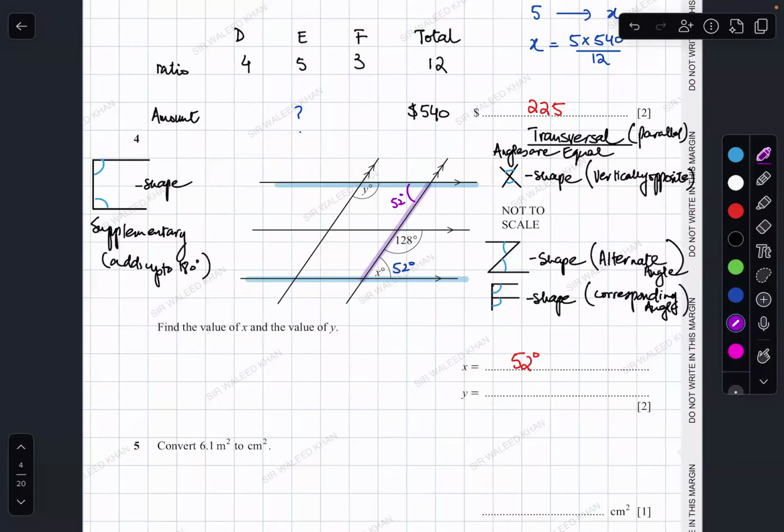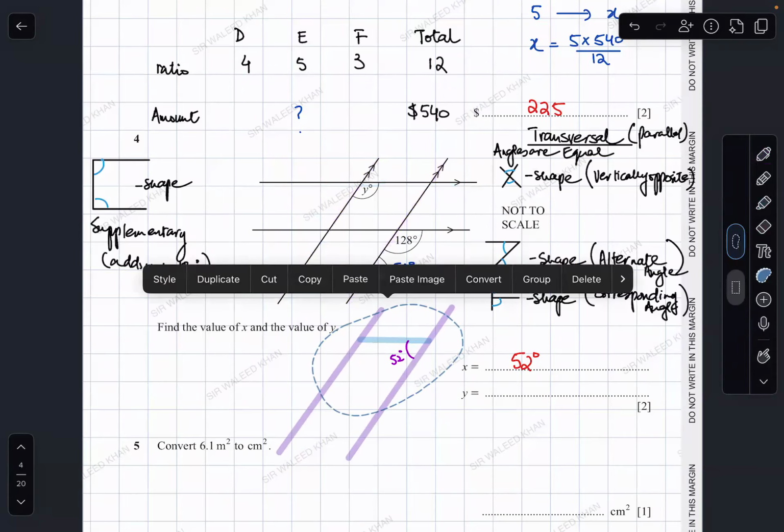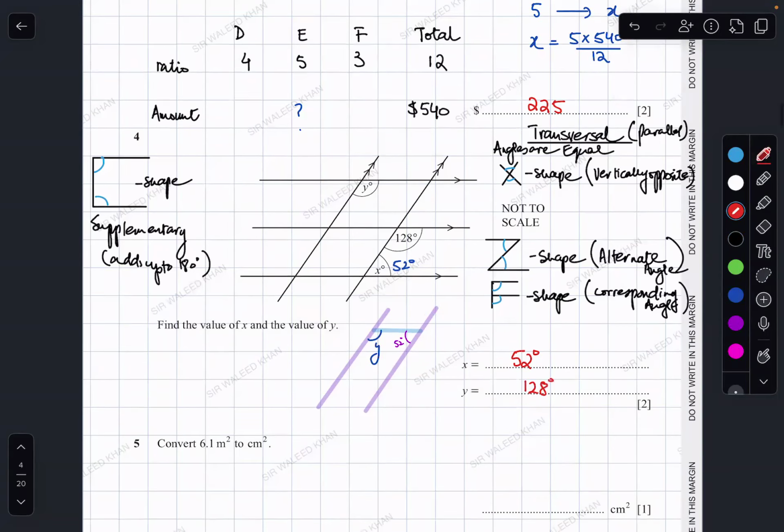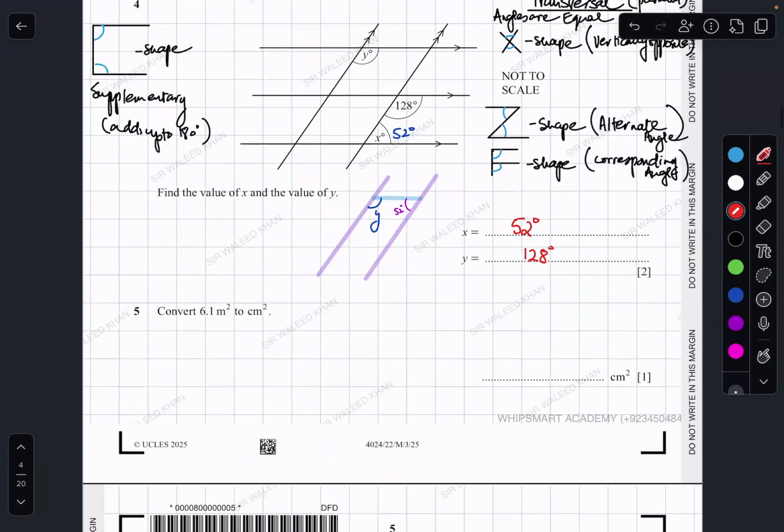Again, we are dealing with two parallel lines, okay? They haven't asked for any reasons. That's why I'm not giving any reasons. These two are parallel, and this can be a transversal. So you can see it's like a C shape. So they are also supplementary angles, okay? So y will be 180 minus 52. That will be 128. Supplementary. Next one.